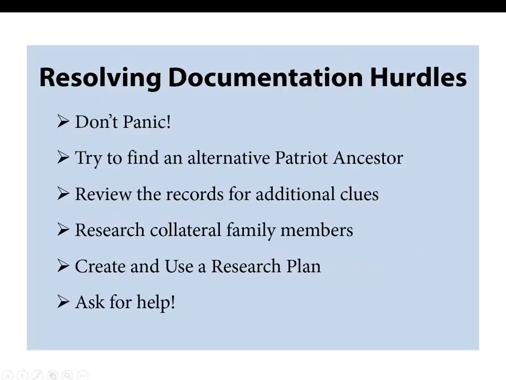The ways to resolve the documentation hurdles. Well, don't panic. We have a saying in the DAR that you bake brownies when you have documentation problems. So bake brownies. Try to find an alternative Patriot ancestor. You want to review the records for additional clues. There may have been something that was overlooked that might help you find another piece of evidence that'll help you resolve the whole thing. You want to research collateral family members, create and use a research plan, and always ask for help.